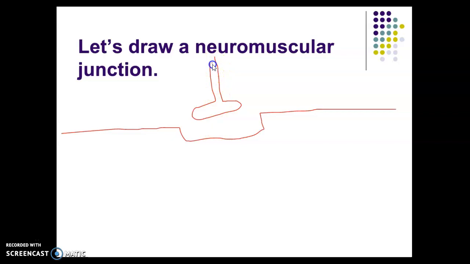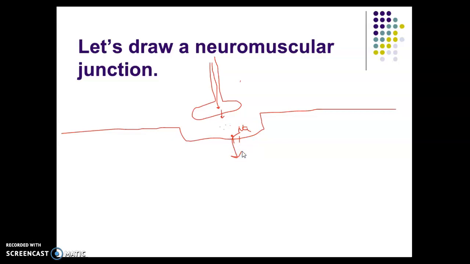You have an action potential, which is a wave of electricity that's going to come down here and open voltage-gated calcium channels. Calcium's going to come into the axon. That calcium is going to stimulate the release of acetylcholine. Acetylcholine is going to bind onto ligand-gated sodium channels. Sodium is now going to rush into the cell.